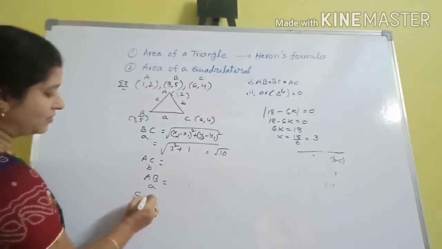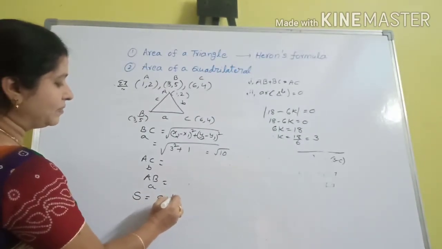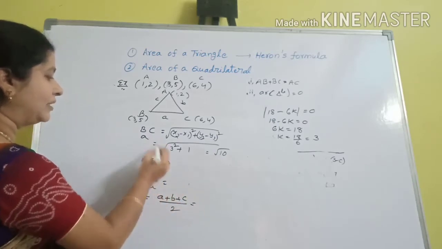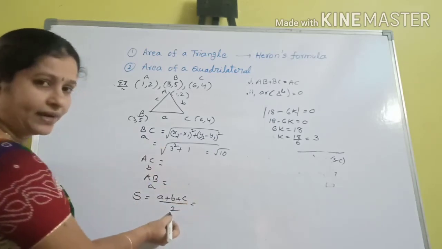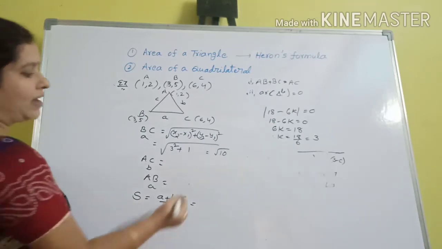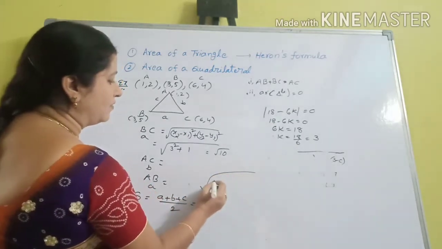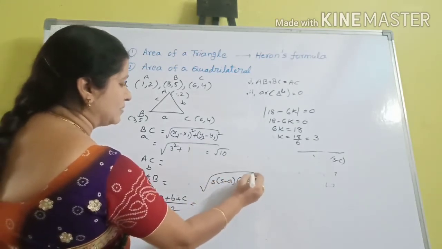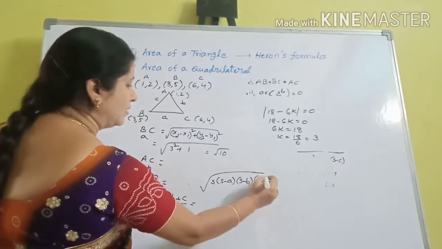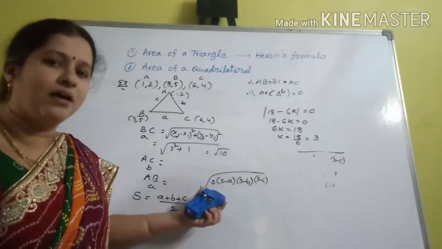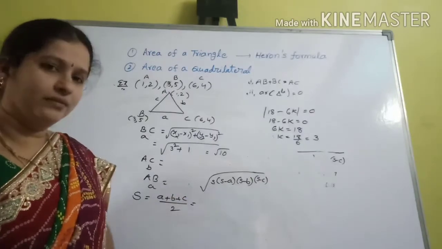What about S value? S equal to A plus B plus C by 2. Find the sum of all the 3 values and divide by 2, you get the S value. Substitute all the values in this formula: square root of S into S minus A into S minus B into S minus C. Substitute all the values in this formula, you get the answer easily.